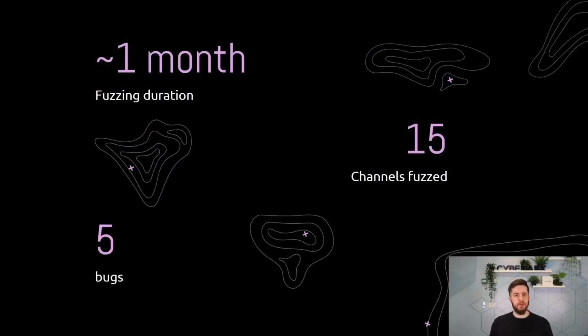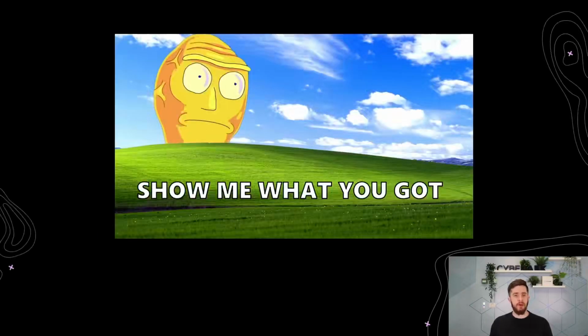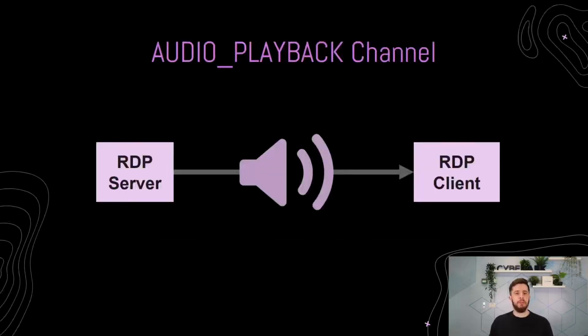So in a more high-level view, we were fuzzing for about 1 month of, this is actually fuzzers running. We fuzzed 15 channels in both directions, the client and the server, and we found 5 bugs. So let's now go ahead and dive into one of those bugs. So this one was found in the audio playback channel. And what is this channel? Basically, it is used to play sounds on the client that were generated on the server. So basically, it allows the client to hear what's going on on the server's machine.